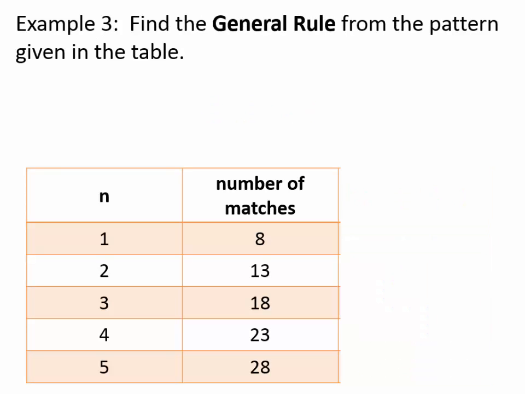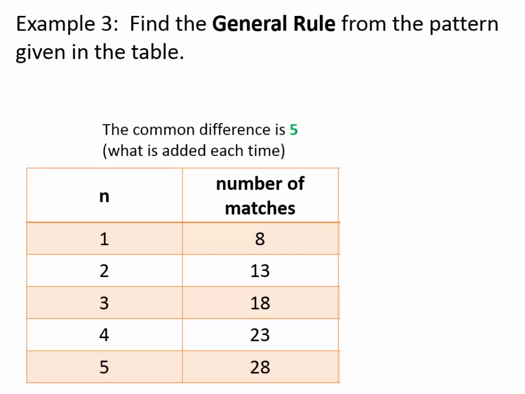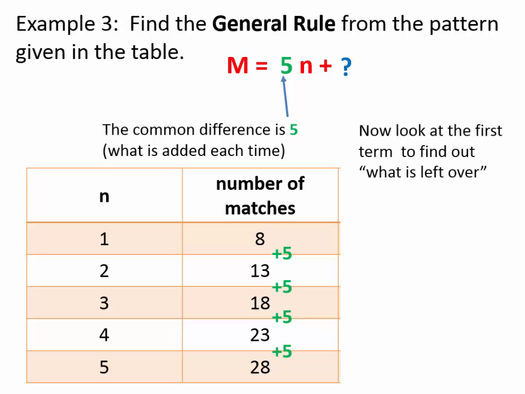If we have to find the general rule from a series of numbers, the first thing we do is find the common difference. And hopefully you can see that each time you're adding 5. 8 plus 5 is 13, plus 5 is 18, etc. So in our equation, we're going to have m equals 5n plus something. Now what is that something? All we have to do is look at the first term to find out what is left over. So 8 equals 5 times 1, n is 1 in this case, plus something. Well, what is that something? That something is 3. So now we know that that question mark is 3.